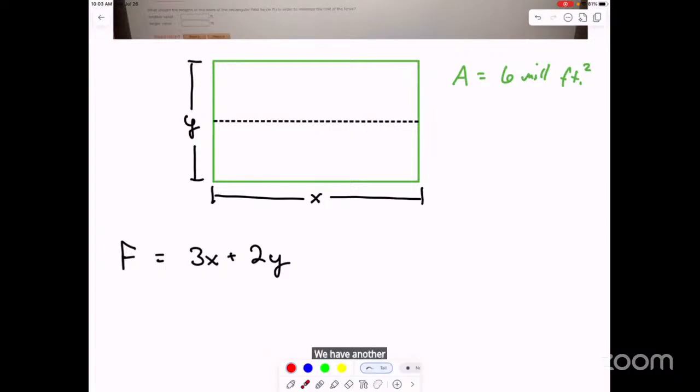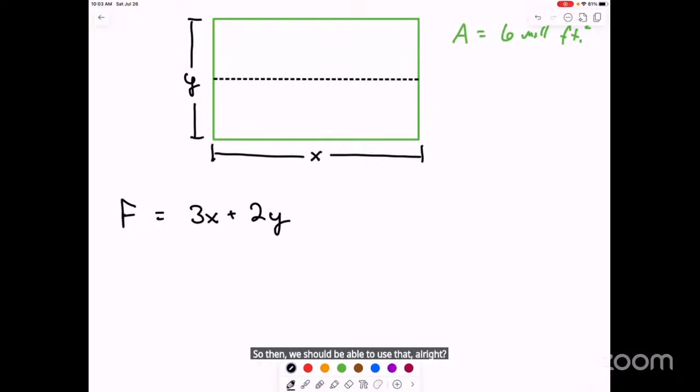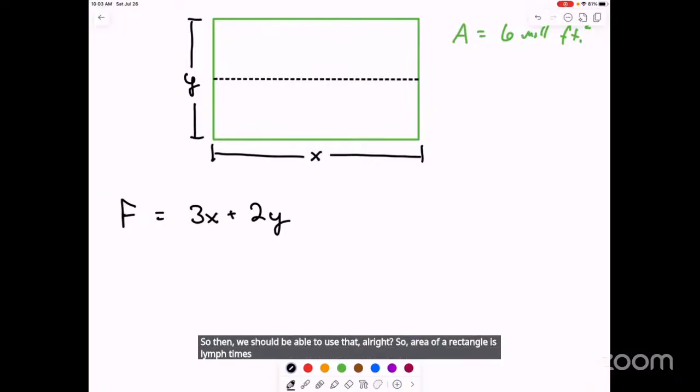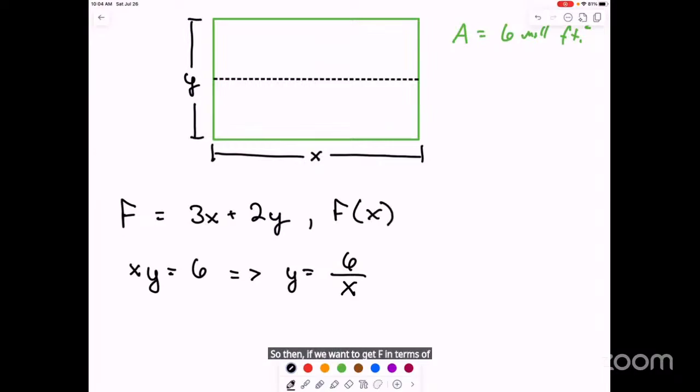We have another equation with the area, right? The total area of this is 6 million square feet. So then we should be able to use that, right? So area of a rectangle is length times width, which is just x times y. Should equal, I'm just going to leave it as 6, but we got to keep in mind that this is in terms of millions, right? So then ultimately, y equals 6 over x, okay? So then if we want to get f in terms of x, 3x plus 2, and we do the substitution for y, is going to be 6 over x.